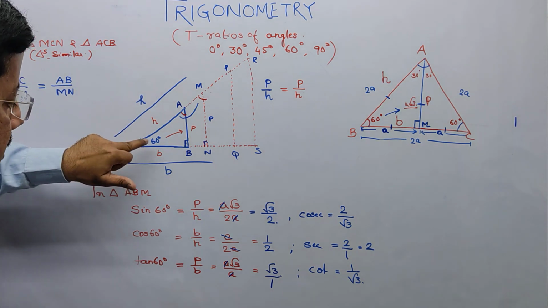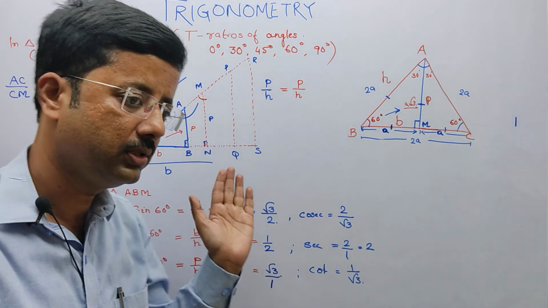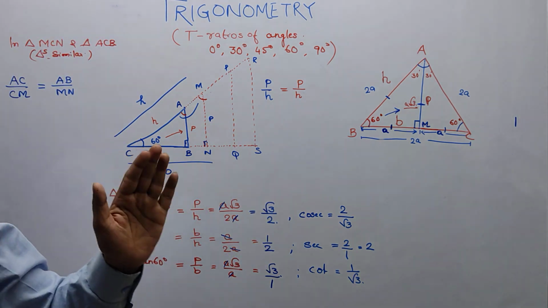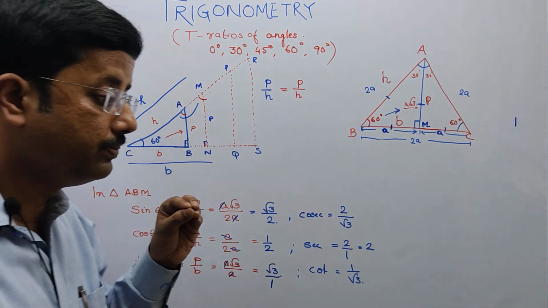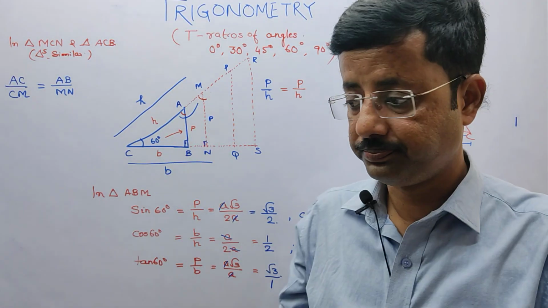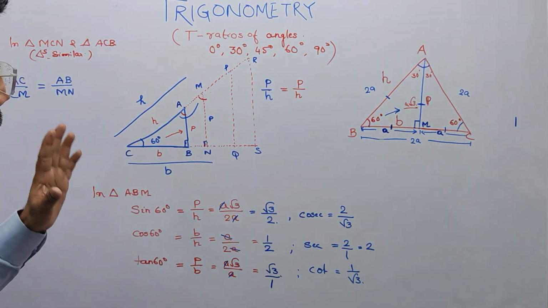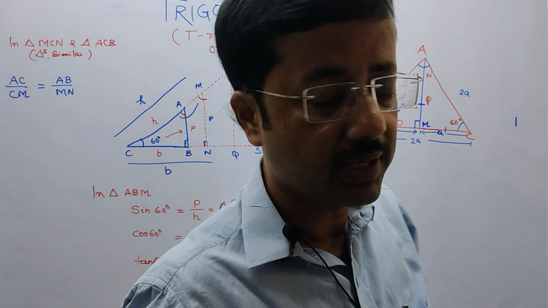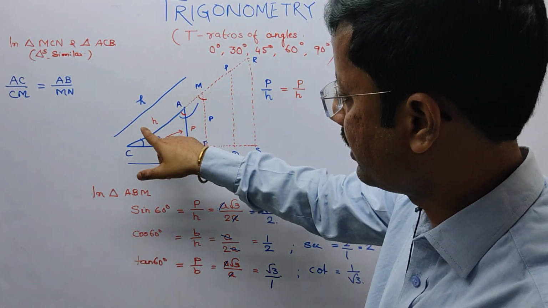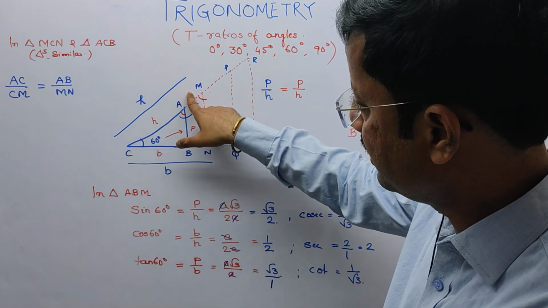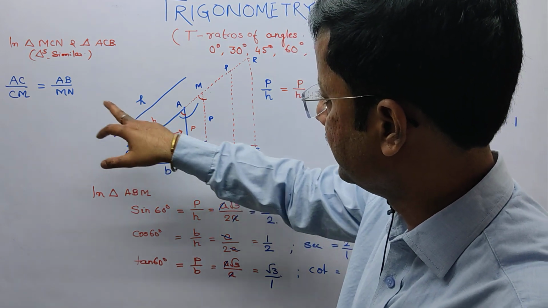This angle is common, this is 90 degrees, this is also 90 degrees, so the third angle is also equal. All three angles of these two triangles are the same, therefore the two triangles are similar. Since both triangles are similar, we take the corresponding sides to be in proportion. Now what corresponding sides are we taking here? The hypotenuse of the smaller triangle is AC, and the hypotenuse of the bigger triangle is CM.